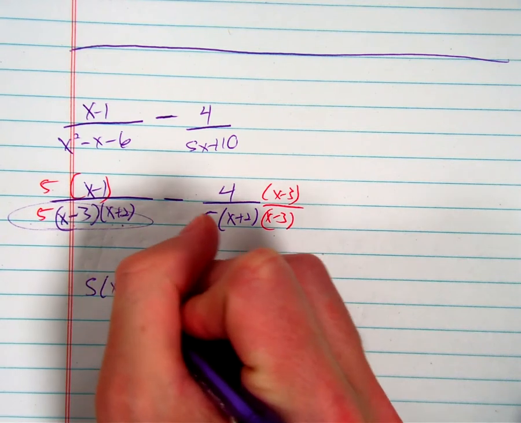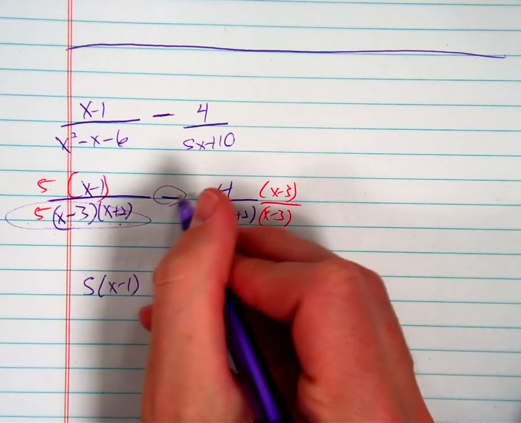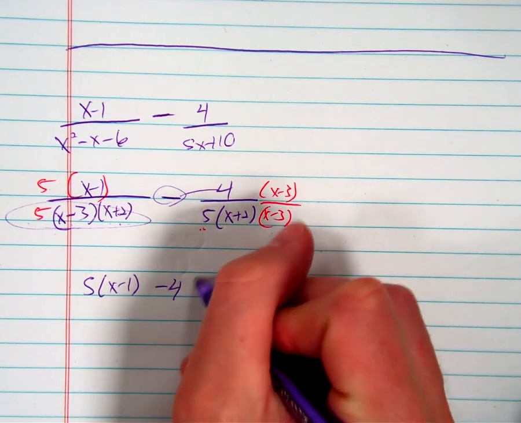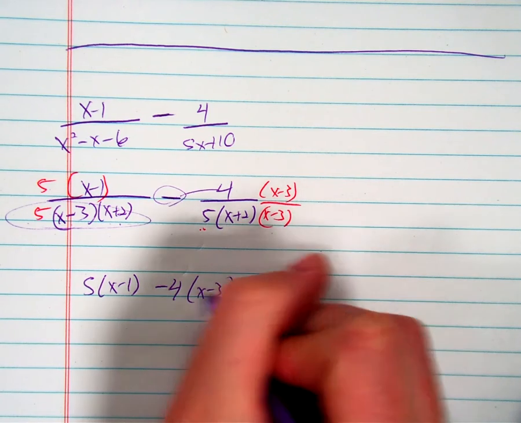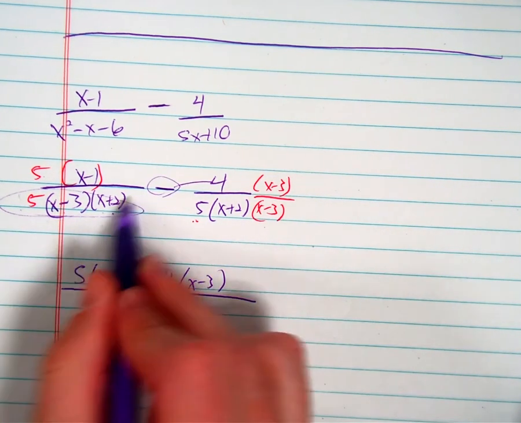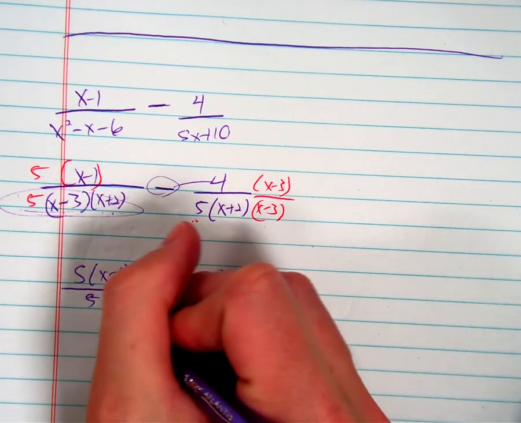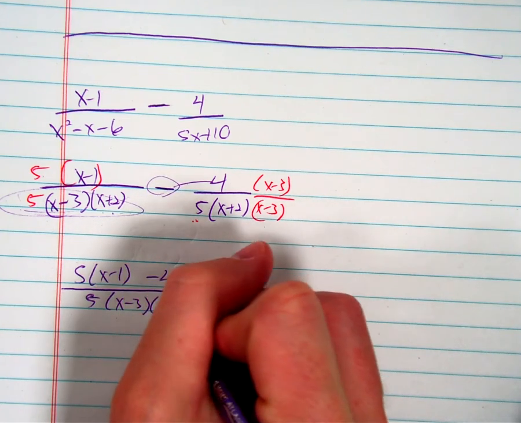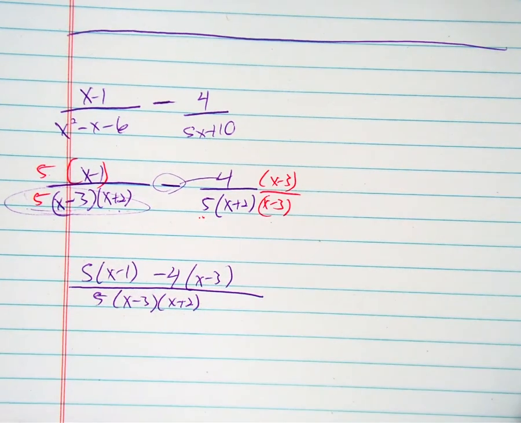And then on the tops, we'll have 5 times x minus 1. Now this minus is going to tag along to the 4. Minus 4 times x minus 3. All over this new common denominator of 5 times x minus 3, x plus 2.